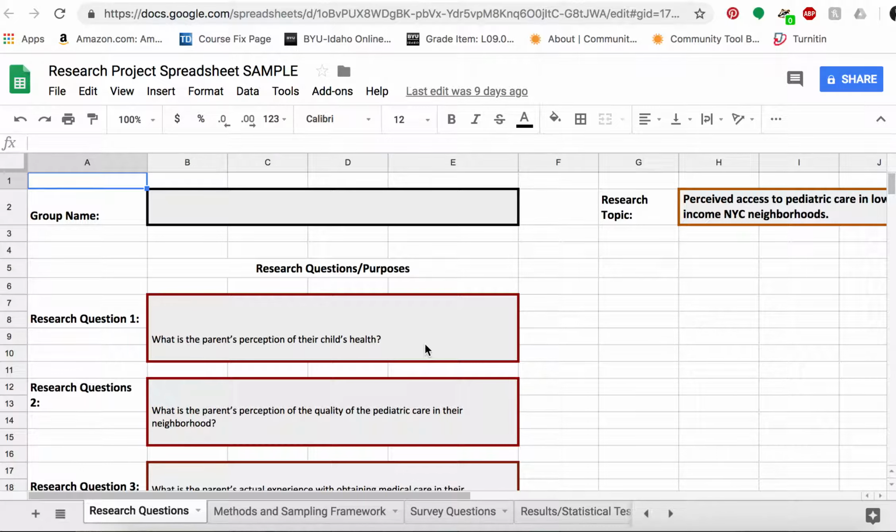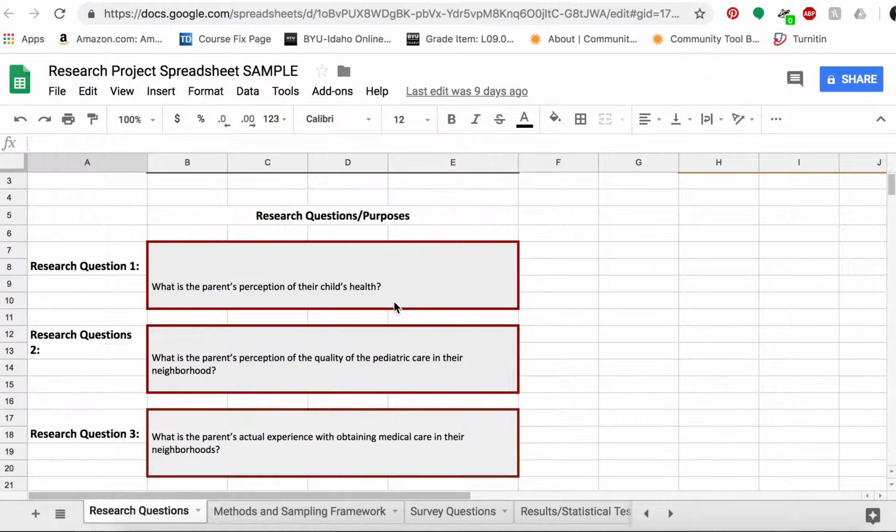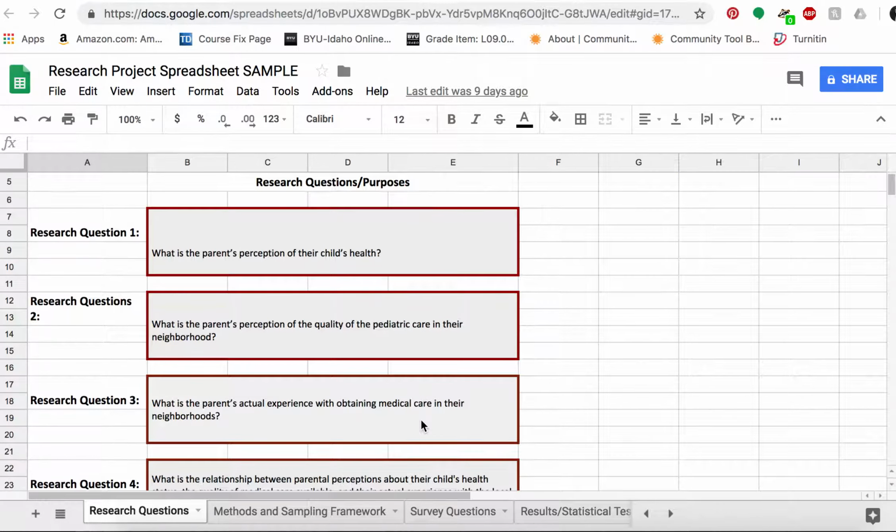You're going to go through once you have your research questions approved, and you're going to enter them into each of these little boxes. If you only have 2 research questions, that's fine. Your group name will go here, your research topic will go here, and each of the questions will go in the box, like I said. Then, this is the magic of the spreadsheet.